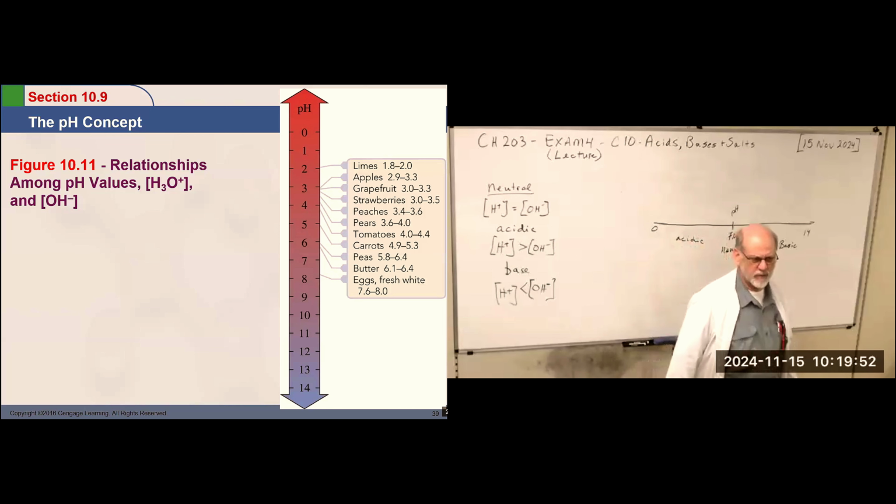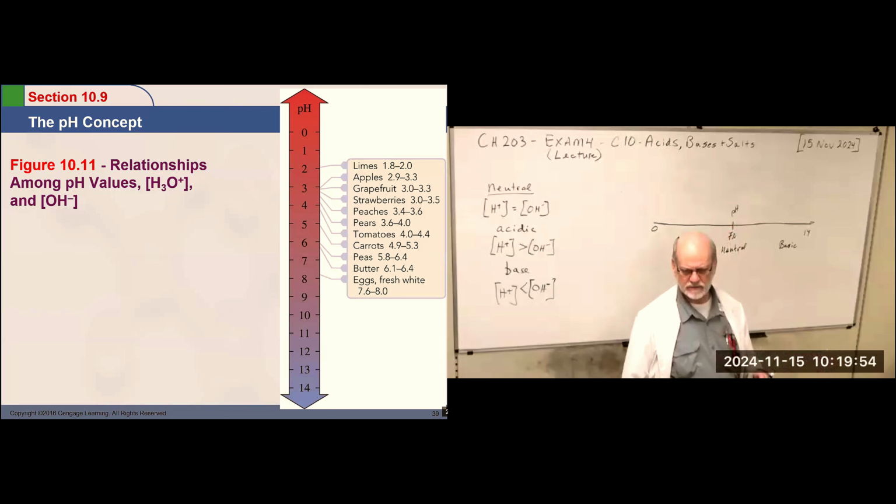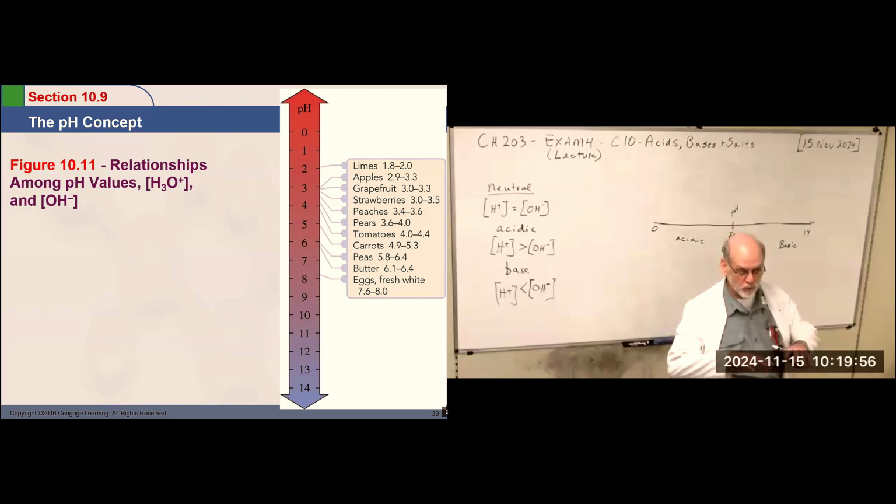All right. Does anybody know the pH of your blood plasma? Normal pH range. It's very narrow.